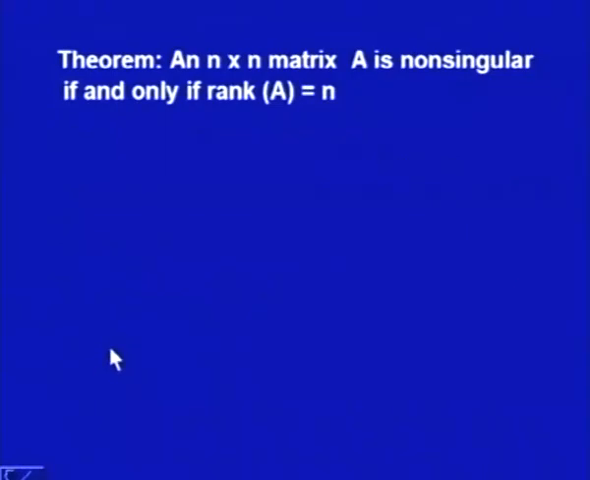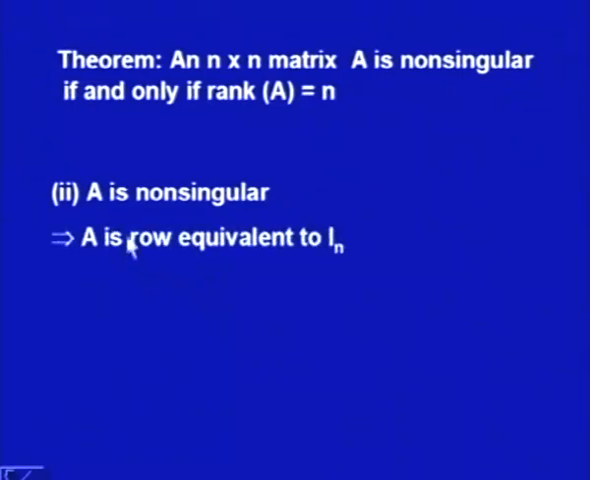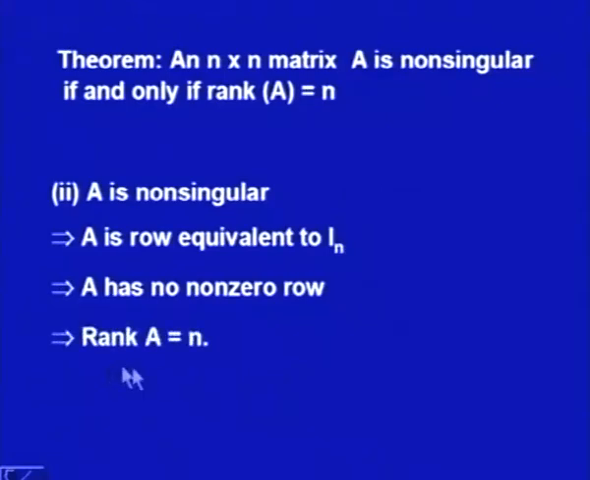So, if we start with rank of A equal to n, then A is non-singular. In the second part, we have to prove that if A is non-singular, then rank of A will be n. Since A is non-singular, A is row equivalent to In, and since A is row equivalent to In, A has no zero rows. A is an n by n matrix and it is row equivalent to In, so it does not have any zero row, and that means rank of A is equal to n.